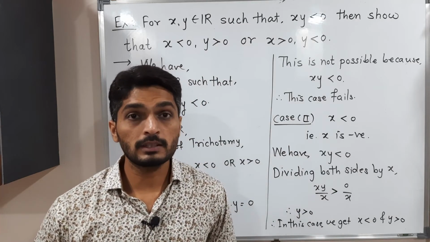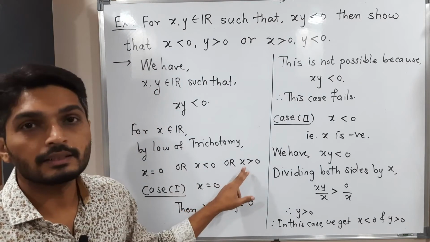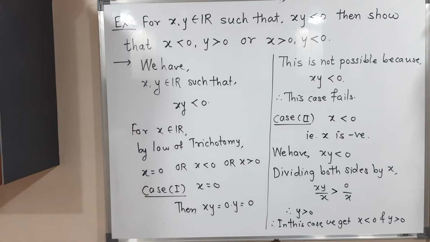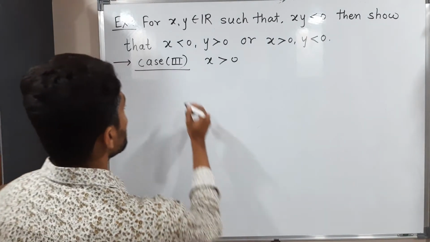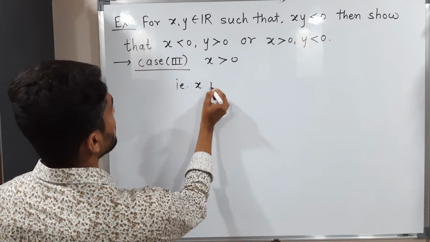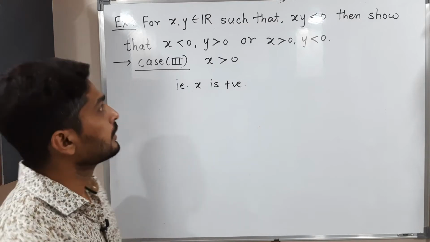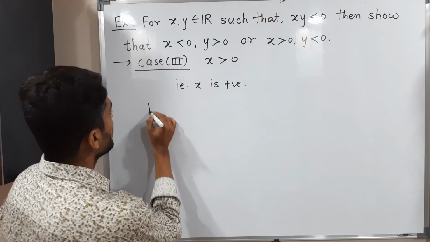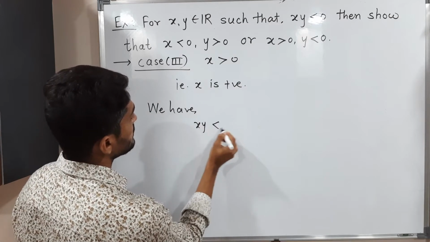So after that we have a third case. Third case is, see, x is greater than 0. Okay, I am going to discuss it. You can make a screenshot of it and after that we will go for last case. Let us discuss third case, that is x is greater than 0. See, x is greater than 0, that is x is positive, right? x is positive. See, let us start with a given information. We have xy is less than 0.